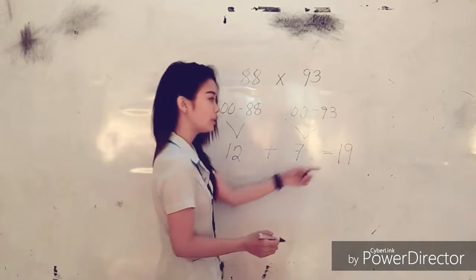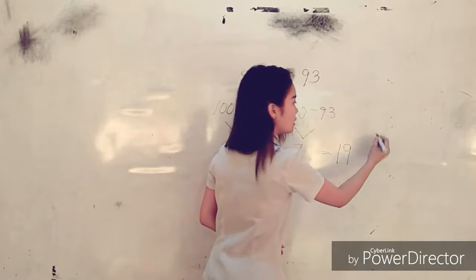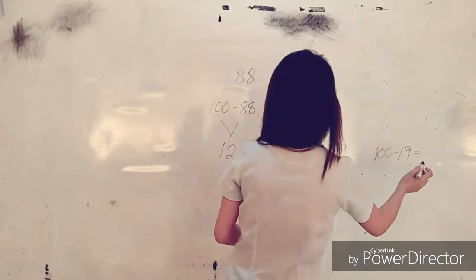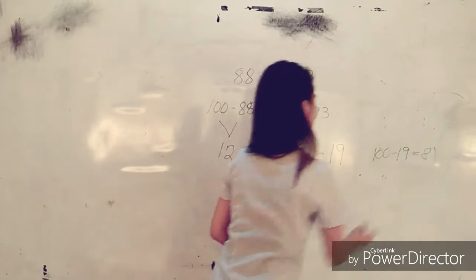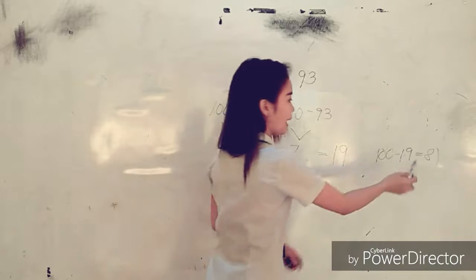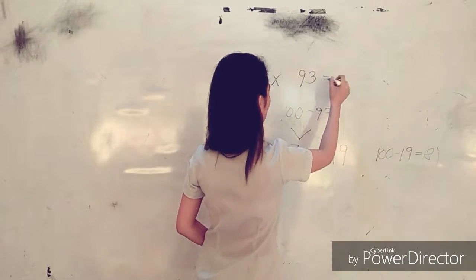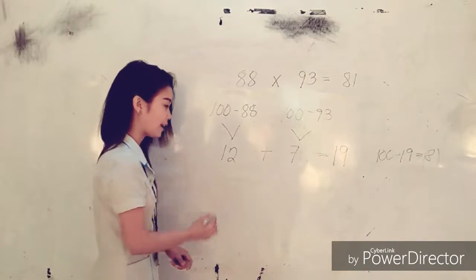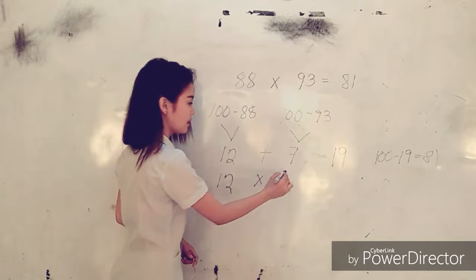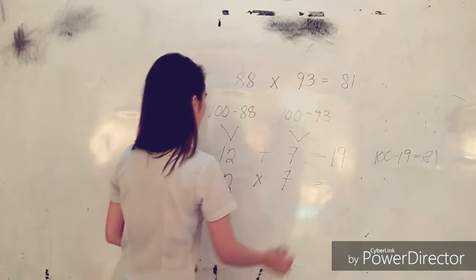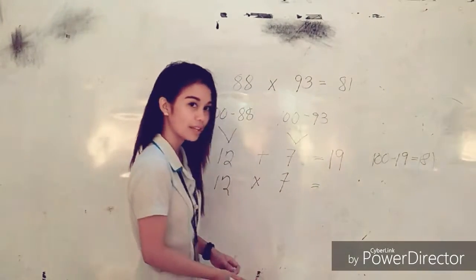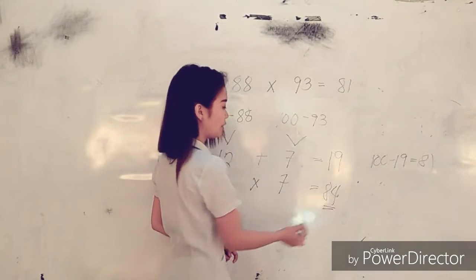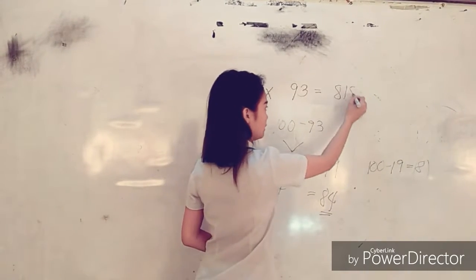And this number, we will deduct from 100. So 100 minus 19 is equal to 81. And 81, we will put on here. Do you get it? And the next thing we will do, we multiply 12 and 7. So 12 times 7 is equal to 84. And 84, we will put beside 81.